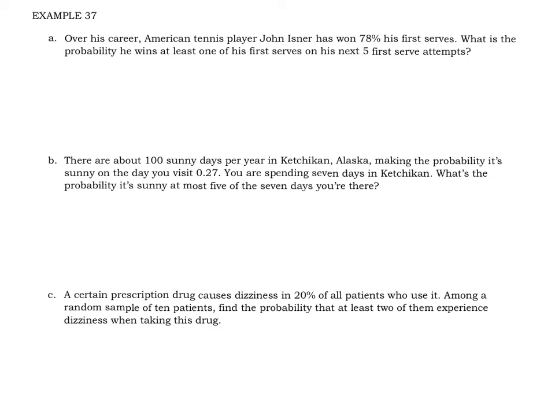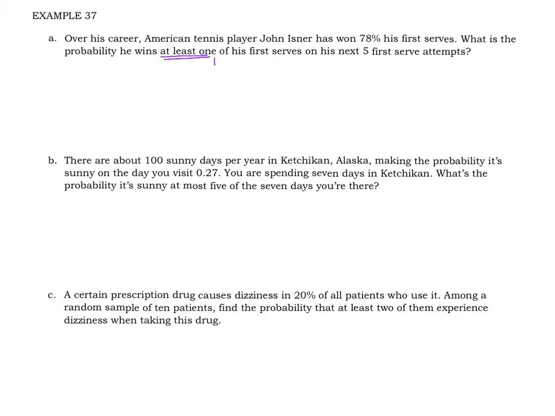There is a success and a failure. He either wins the point or he doesn't win the point. And the probability that he makes that first serve is the same in every case, 78%. So the question is, what's the probability out of the next 5 first serve attempts he wins at least one of those first serve points?